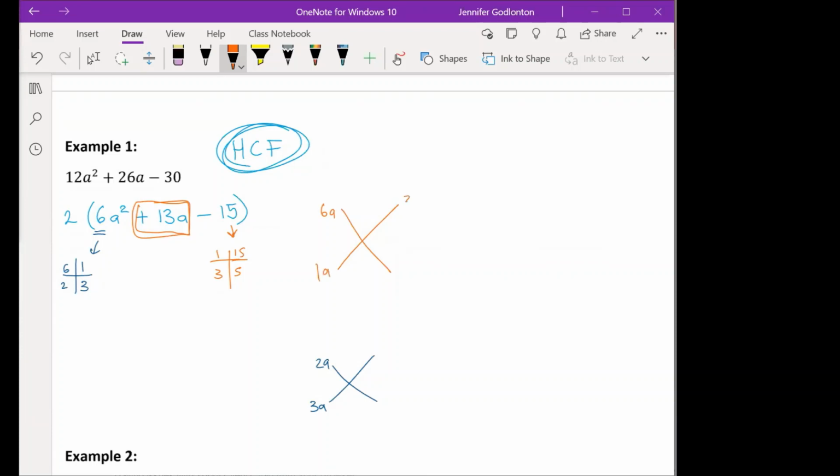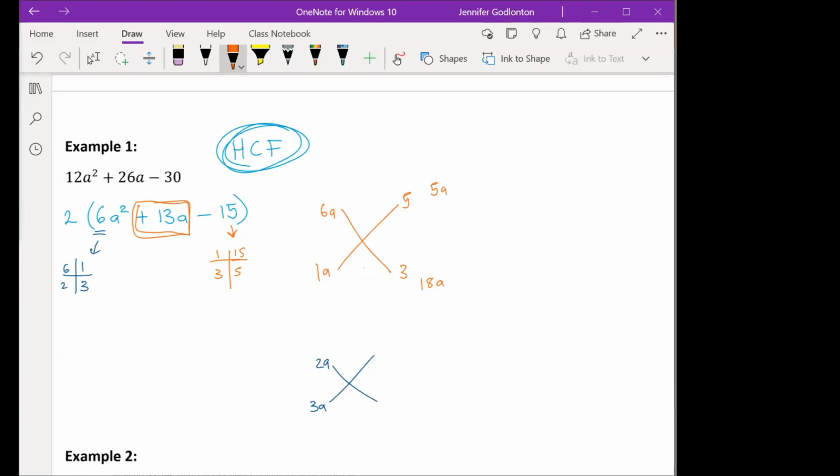Okay, let's put our 3 there and our 5 there. 6a times 5 gives me 30a. 3 times 1a gives me 3a. I can't get to 13. Let's try flipping it around. Let's put our 5 there and our 3 there. So here we have 6a times 3, which gives me 18a, and 5 times 1a, which gives me 5a.